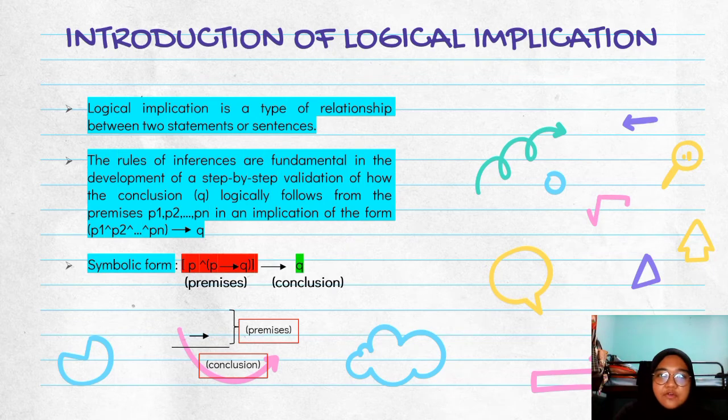The symbolic form for logical implication is P ∧ (P implies Q), where P and P implies Q we call the premises and Q the conclusion. And in the tabular form, P implies Q is a premise and Q is the conclusion of the statement.